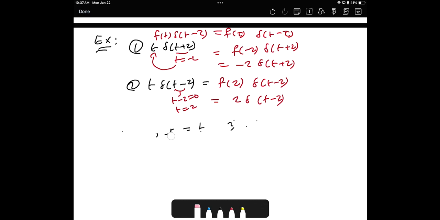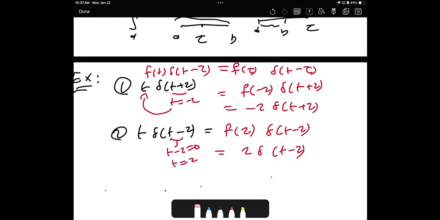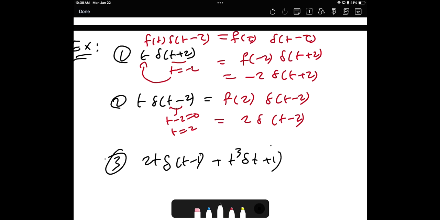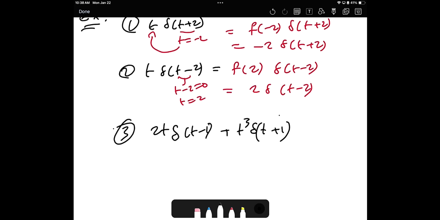But I mean the overall thing is that whenever we have this property, f of t times delta t minus 2, it will be f of tau times delta t minus tau. So you need to just make sure how to substitute them. I'm going to make number 2, like if we have 2t delta t minus 1 plus t cubic delta t plus 1, we need to simplify it.